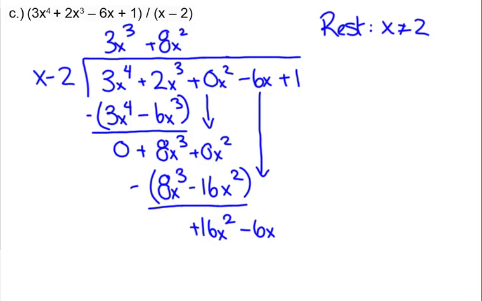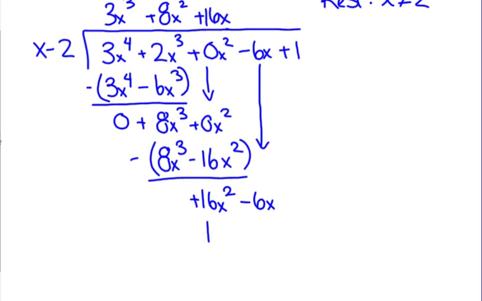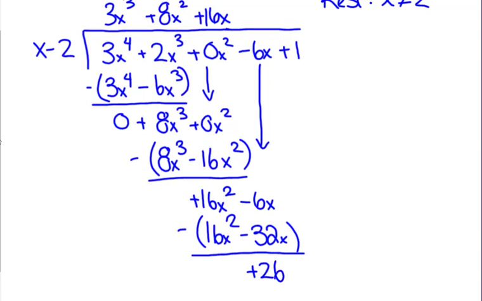X times what gives us 16x squared? Well, that's 16x. 16x times x is 16x squared. 16x times negative 2 is negative 32x. And we subtract. We're left with positive 26x. And we're going to bring down our last term, which is positive 1.